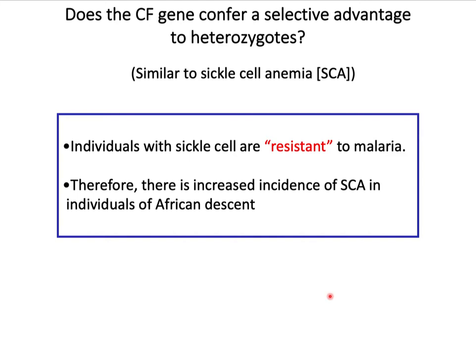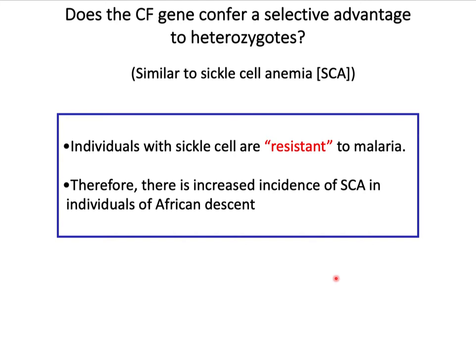And this is similar to the sickle cell anemia story that I think many of you probably know. Individuals who have sickle cell anemia tend to be "resistant" to malaria. And resistant may be kind of a strong term, but that's why I have it in quotations. They can get malaria infections, but they survive malaria infection, so they are less sensitive to the malaria infection. So it is well known that there is an increased incidence of sickle cell anemia in individuals of African descent.